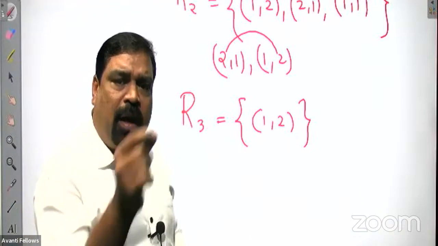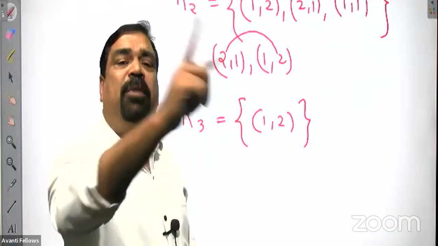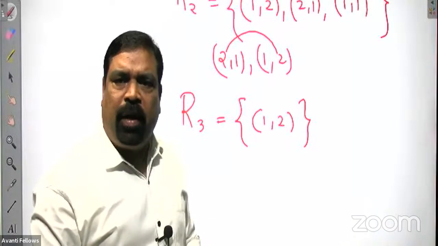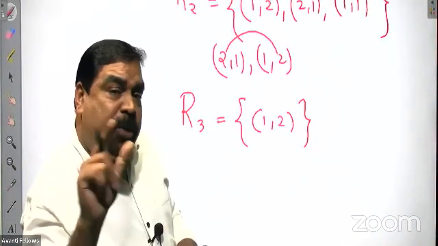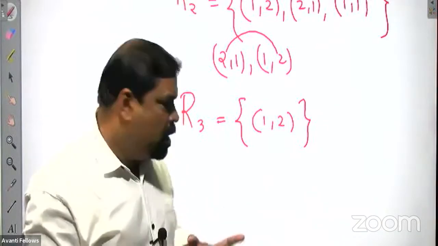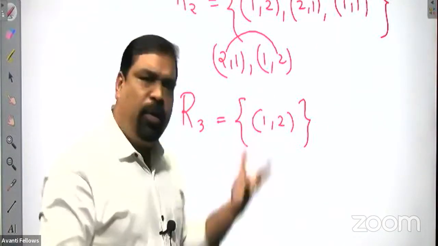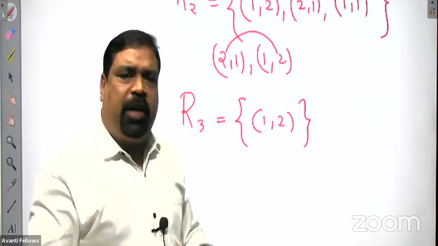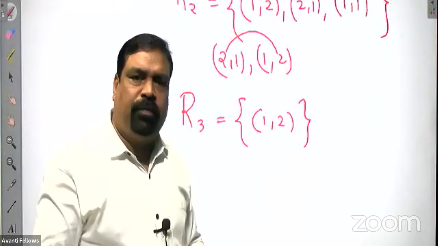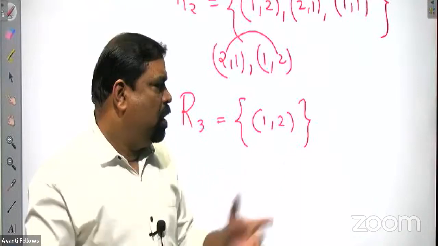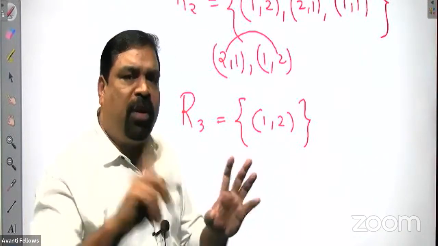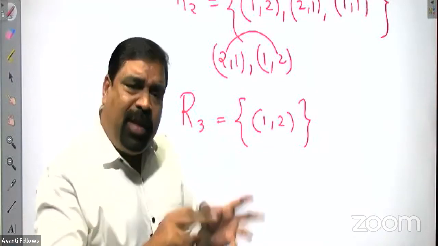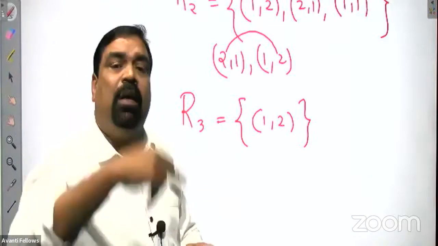If AB is there and BC is there, then only AC must be there for transitivity. So it doesn't say that BC also must be there. So that means the element (1, 2) alone is transitive. By default, we can say it is transitive. We cannot disprove that it is not transitive. So remember, it is transitive. Don't think that for transitivity there must be two ordered pairs. No, not like that. If it is like that, then only we have to think about the AC.